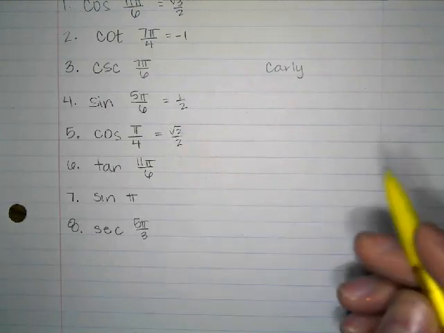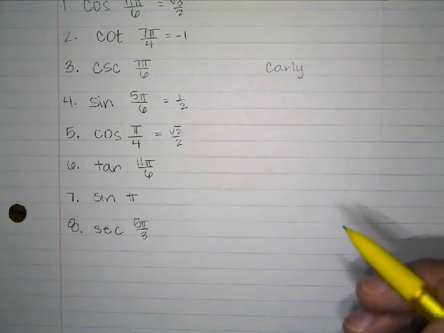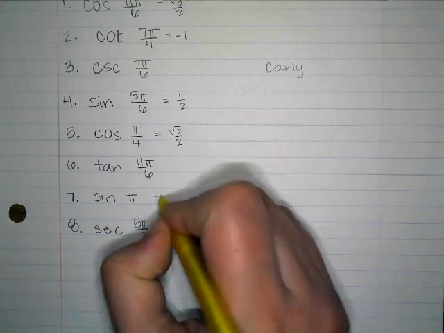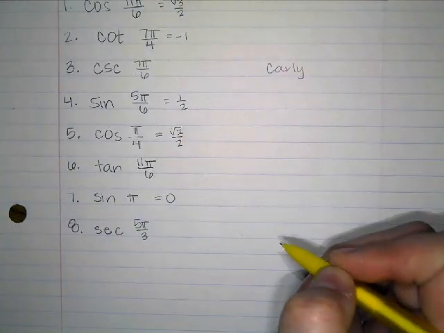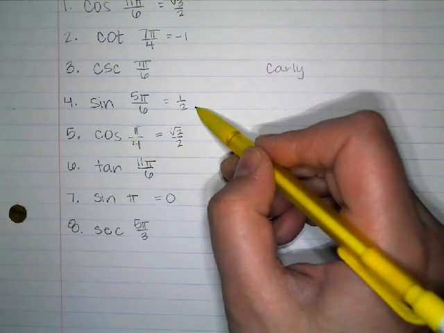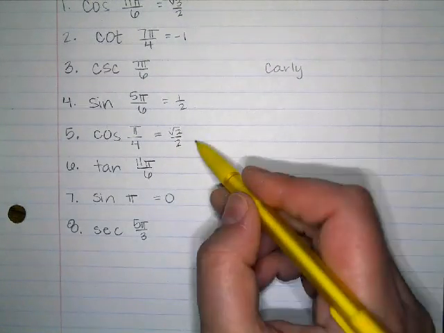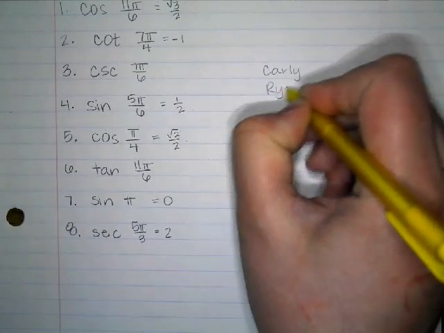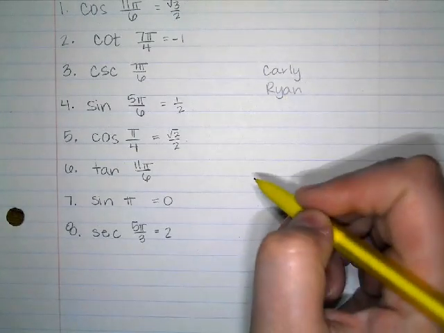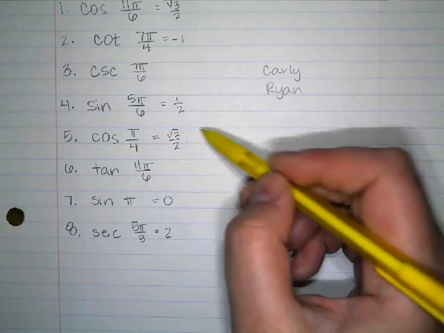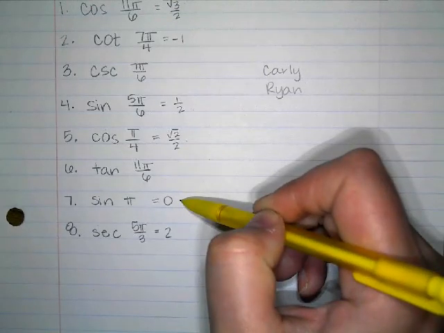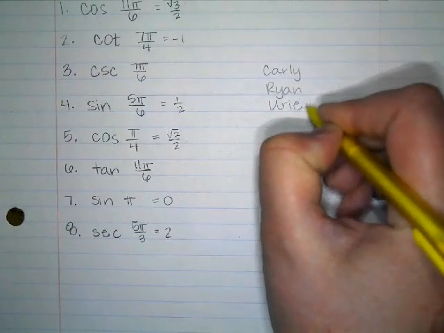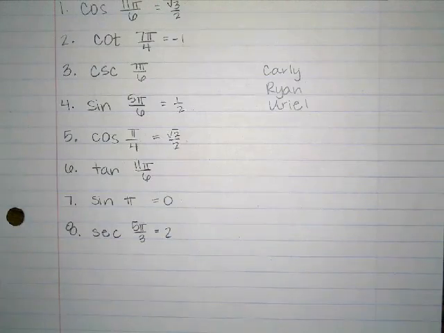All right, we had Ryan first. So tell me what your 4 were. Okay, so we had 0, 1/2, root 2 over 2, and 2. Okay, and then Uriel, what did you have? Root 3 over 2, 1/2, and 2. Okay. All right, we're going to start over. So pick another color with your markers.